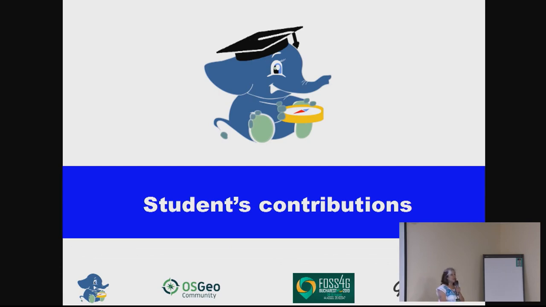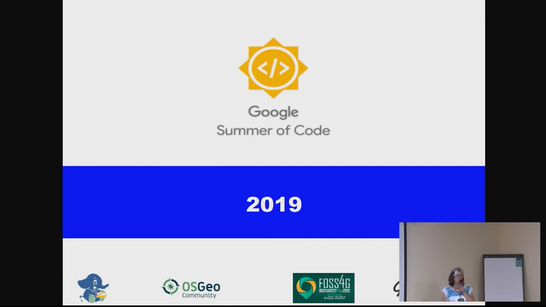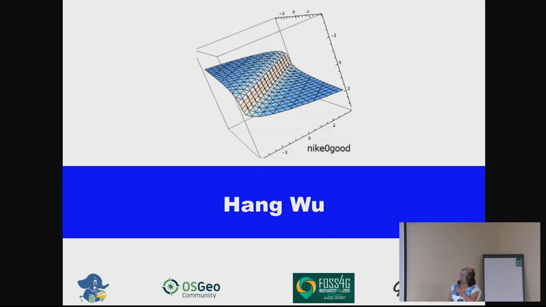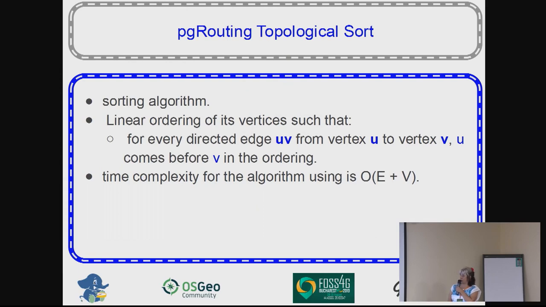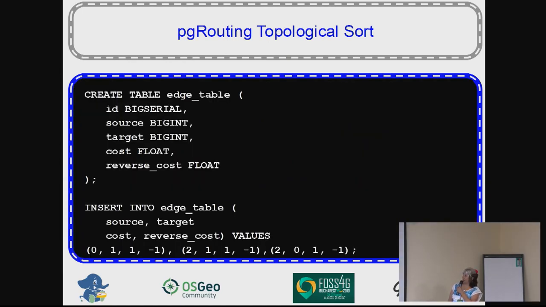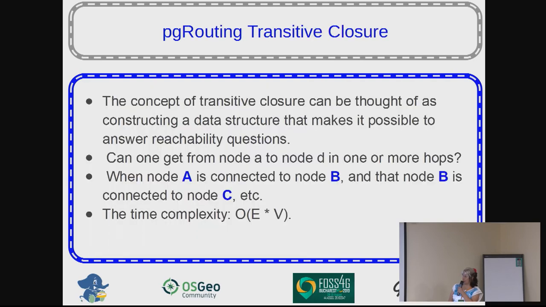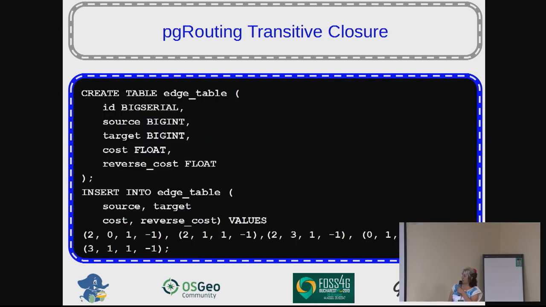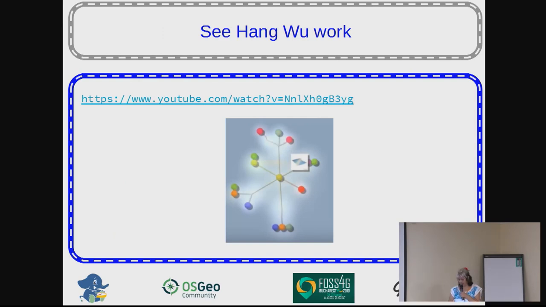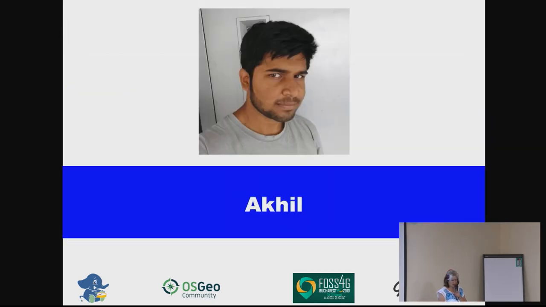Now, pgRouting has grown thanks to the students. We have many contributions, and these are the Google Summer of Code students. We have Han Wu from this year's program. He created the topological sort. This documentation that you can see here is the documentation that he created for this presentation. And he also created a transitive closure function for graphs. And this is the documentation. Oops, it didn't take me to the link.